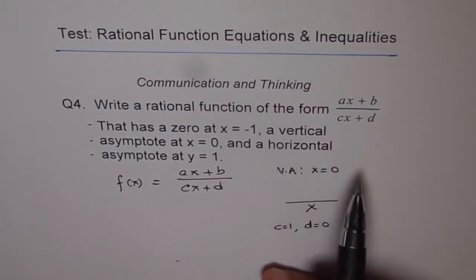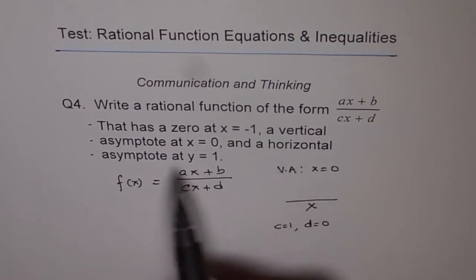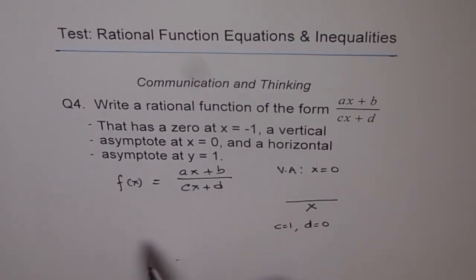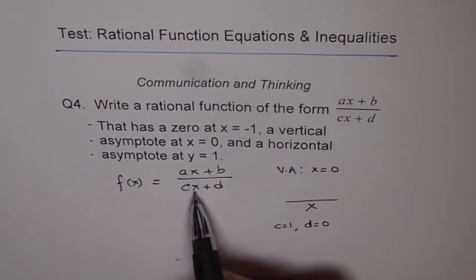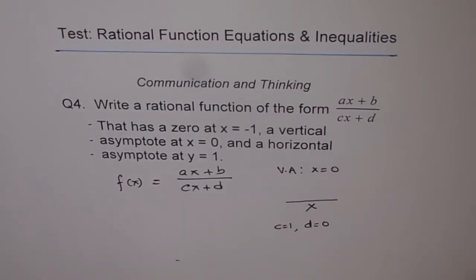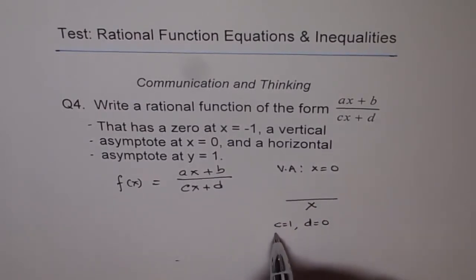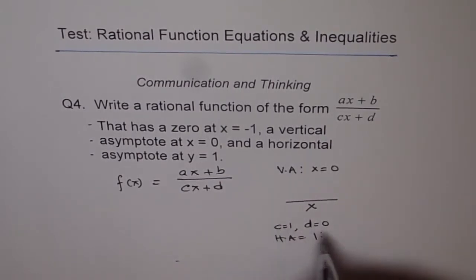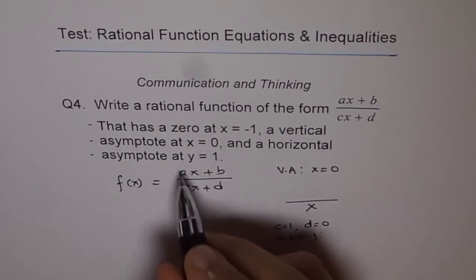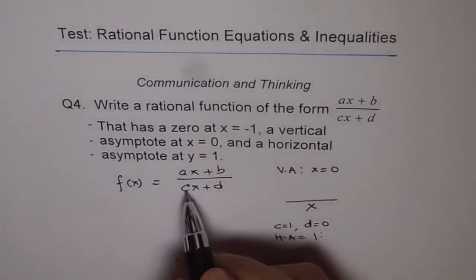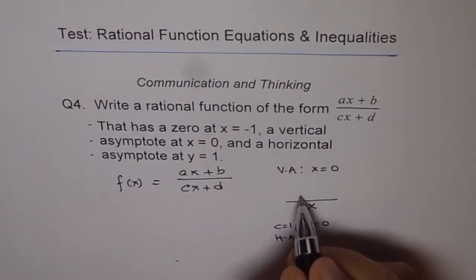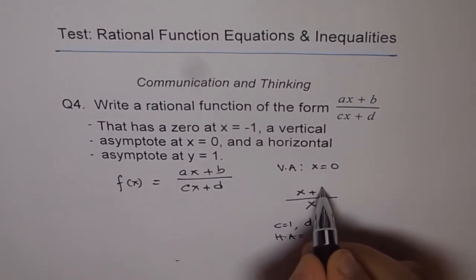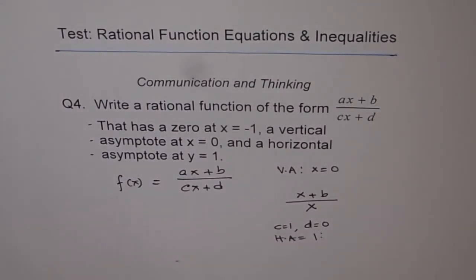Then the horizontal asymptote is y equals 1. If the horizontal asymptote is 1, that means a over c is 1. So a equals c, both should be the same value. So if I write a as equal to c, then that should be 1, right? So I have x plus b in the numerator. That gives me this condition.